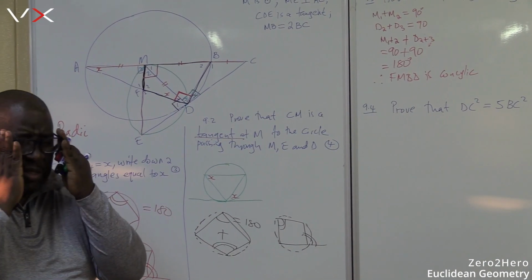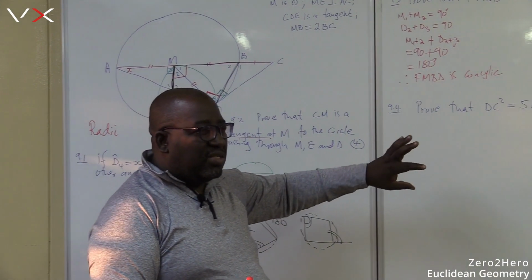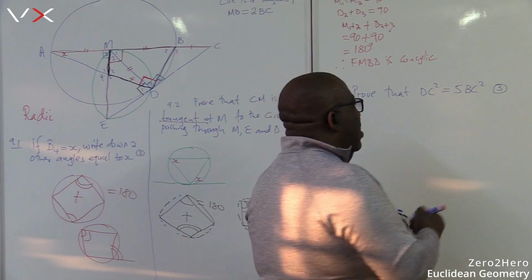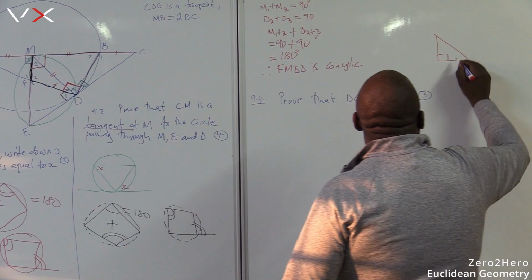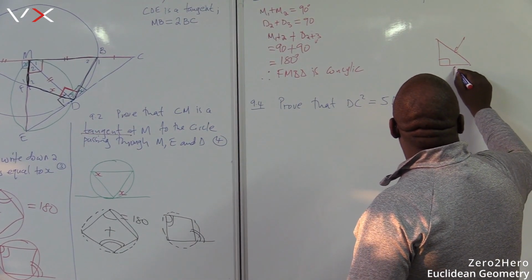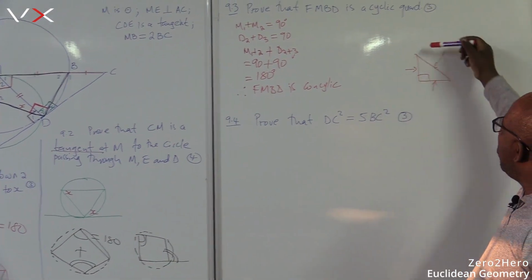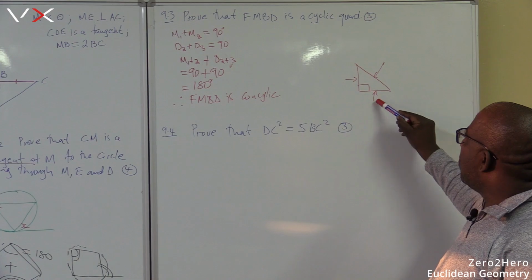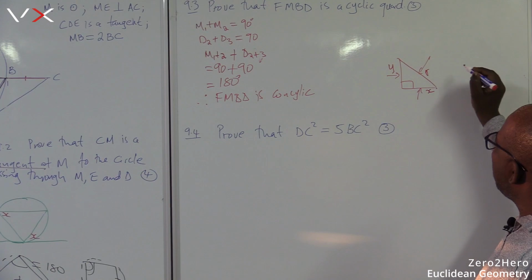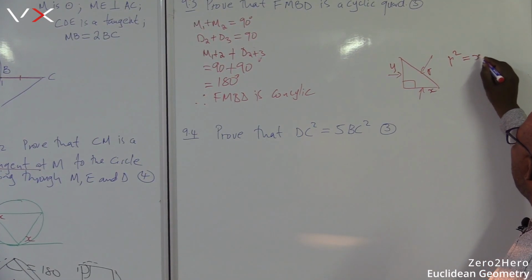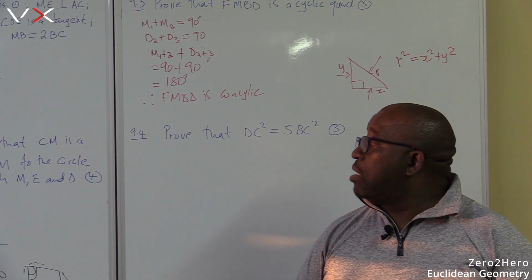I don't know where to start, but I go back to my grade 8, grade 9. When I see something that is squared, I think of the Pythagoras theorem. Remember that the Pythagoras theorem happens in a right angle triangle. This side squared is equal to this side squared plus this side squared. That's what Pythagoras is saying. The square on the hypotenuse is equal to the sum of the squares on the other two sides. If this is x, this is y, this is r, Pythagoras is saying r squared is equal to x squared plus y squared. This is what the theorem of Pythagoras is saying from our grade 8 and grade 9.